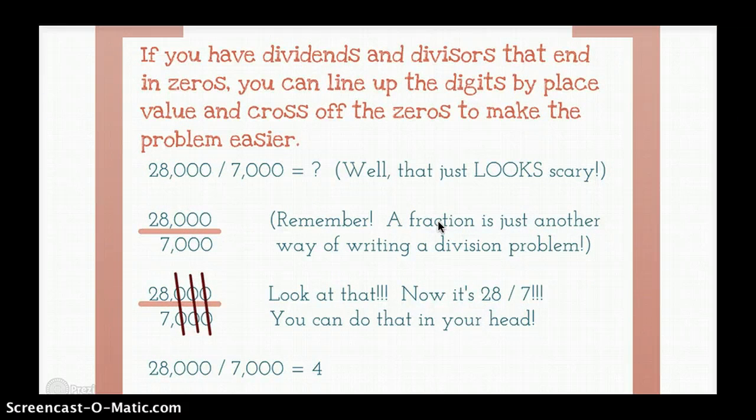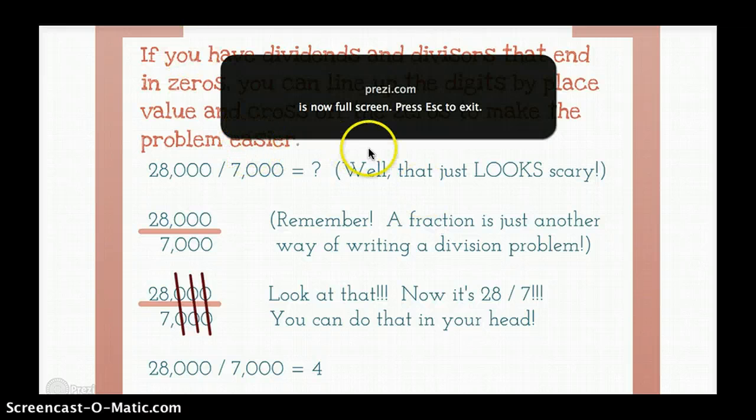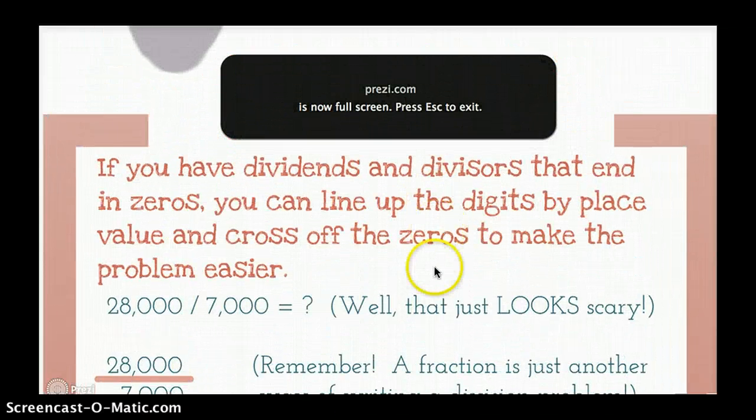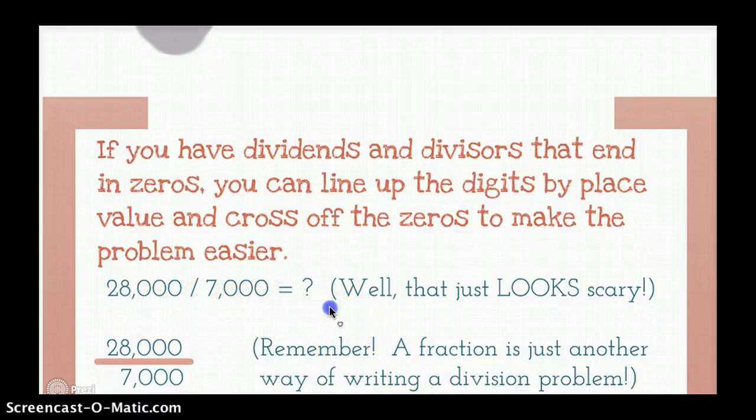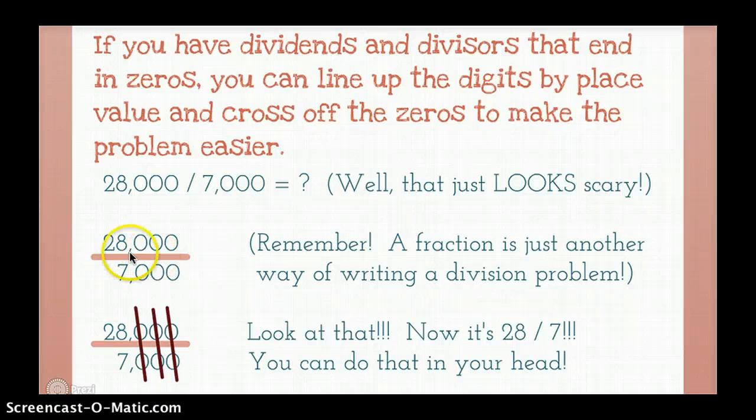So if you have dividends and divisors that end in zeros, you can line up the digits by place value and cross off the zeros to make it easier. Let's say we're starting with 28,000 divided by 7,000. So we can cross off the zeros. In this problem, the dividend and the divisor each have 3 zeros. So cross off this 0. We can actually cross off all the zeros in this because they have an equal amount.